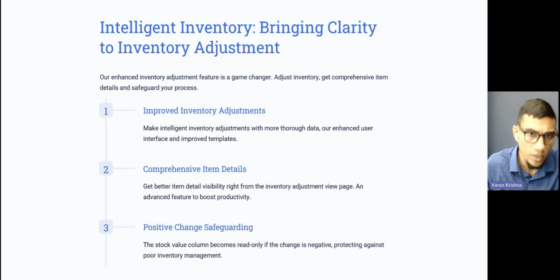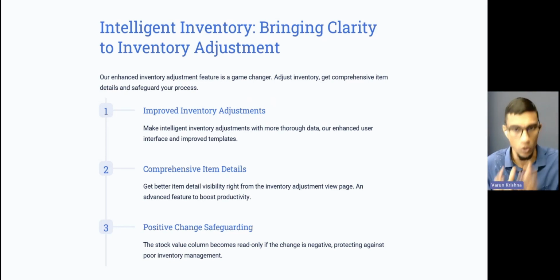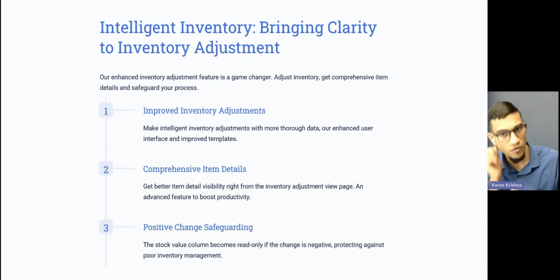So improved inventory adjustment, make intelligent inventory adjustment with more thorough data, our enhanced user interface, and improved templates as well. And we get a comprehensive item detail. Later, when you go to some reports section also, you will be able to get a comprehensive item detail there. Get better item detail visibility right from the inventory adjustment view page itself.